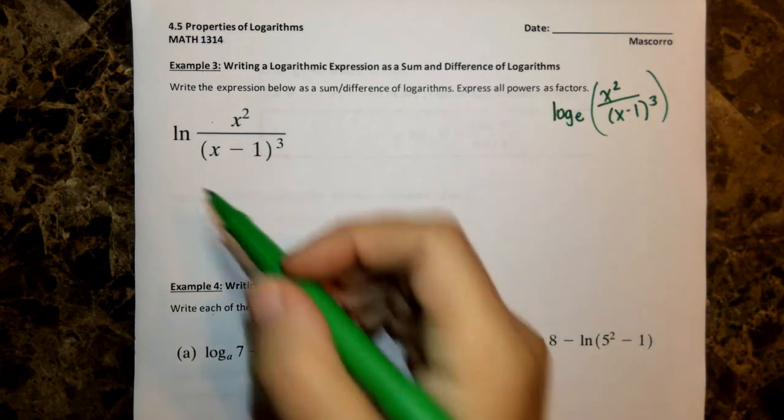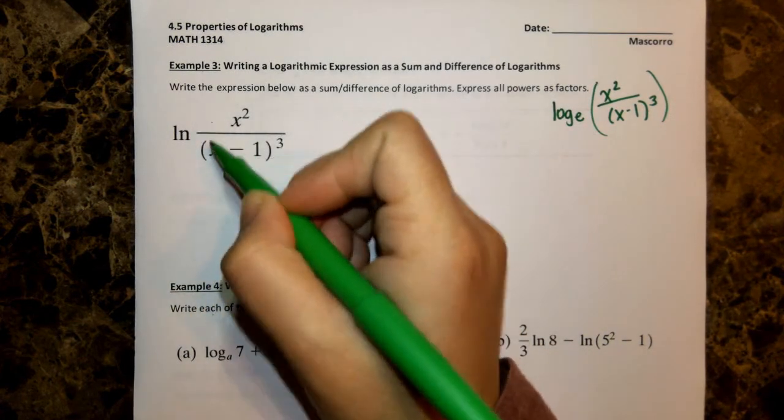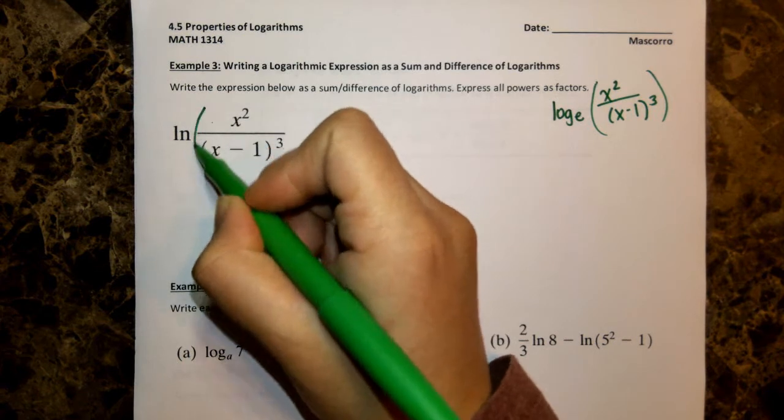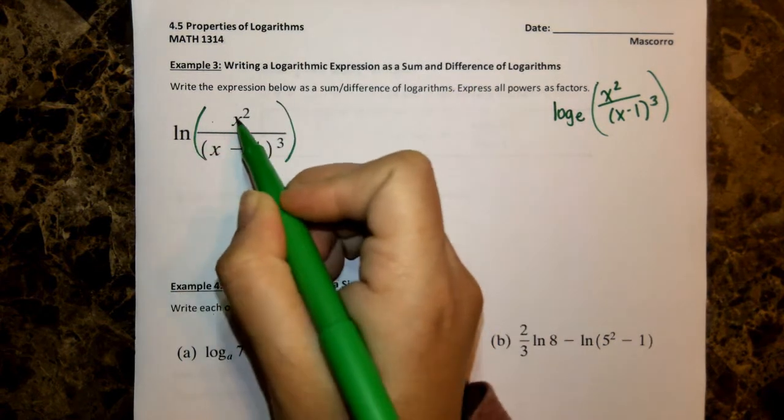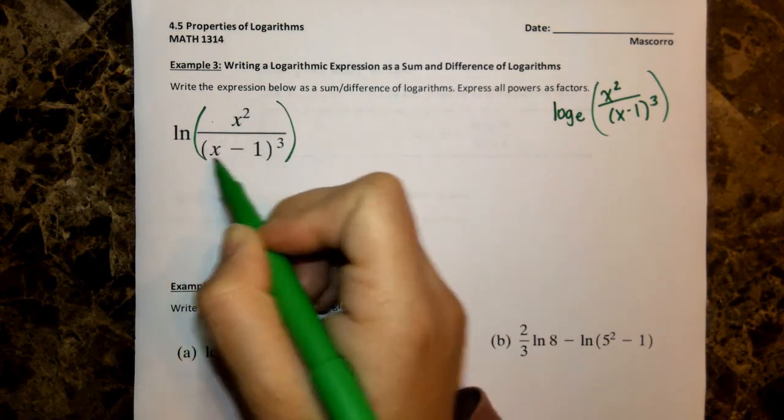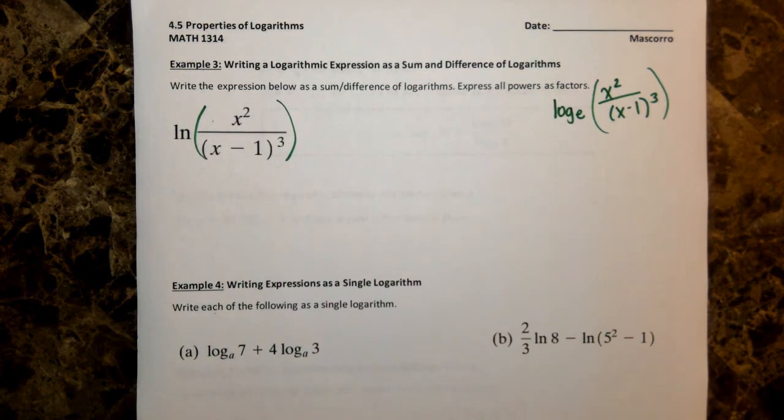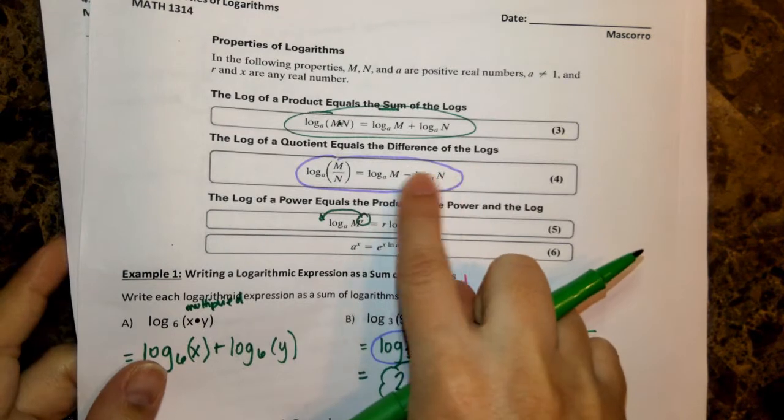Now the first thing I notice on this problem is I see division. I have a big fraction, x squared is being divided by this entire denominator. So the first thing I'm going to do is take care of that division by using the difference of logarithms property.